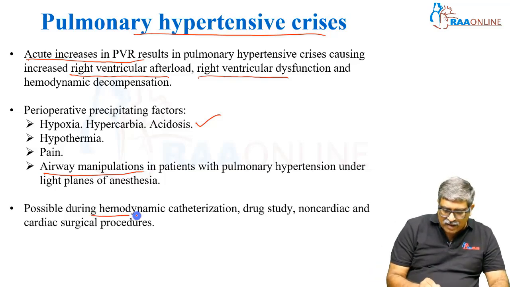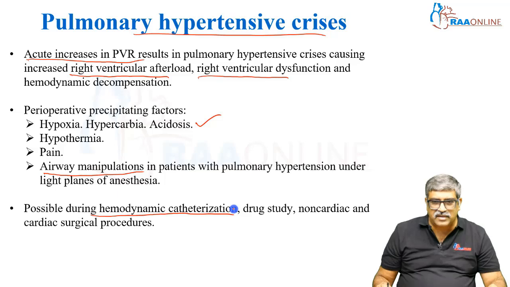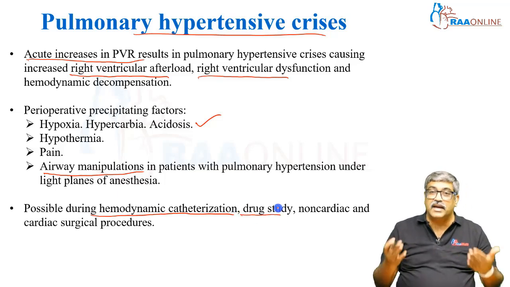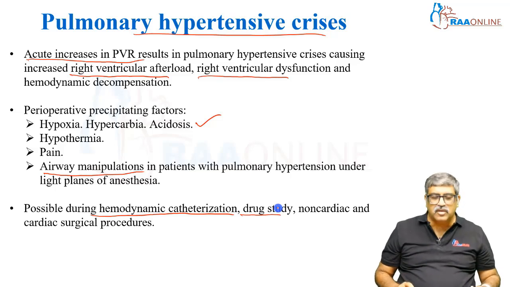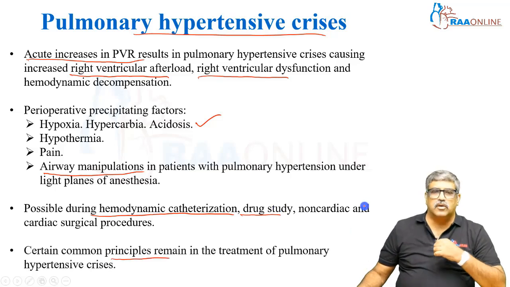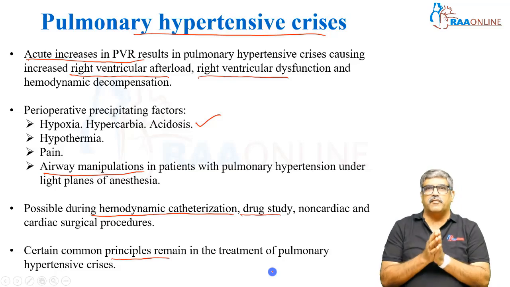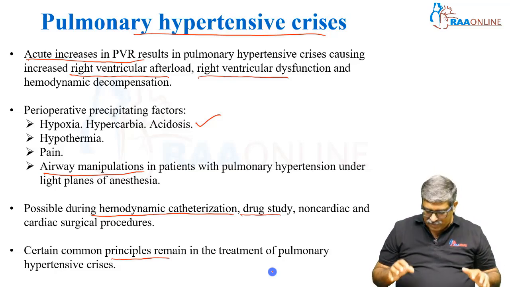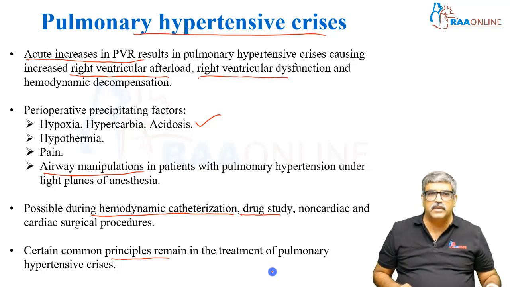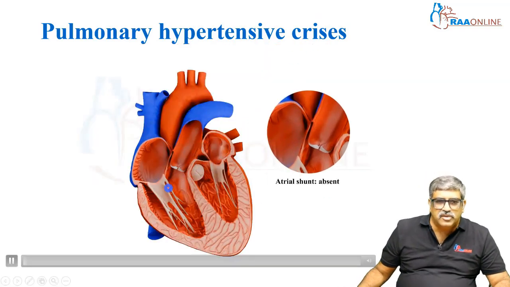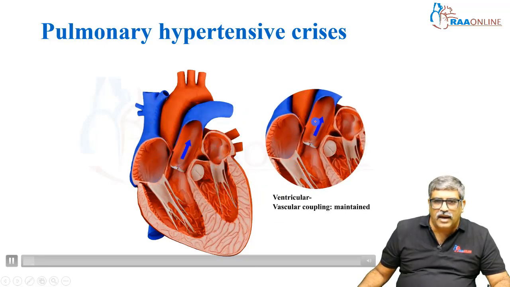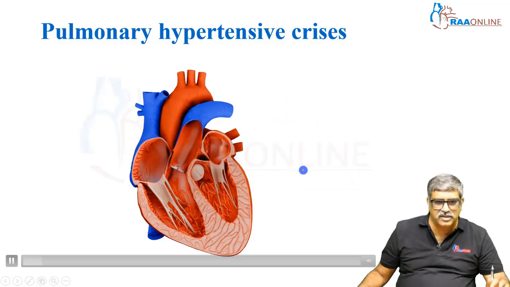This crisis can happen during hemodynamic catheterization or during drug studies, and can happen in non-cardiac as well as cardiac surgical procedures. Certain common principles remain in the treatment of pulmonary hypertensive crisis. Let us look at different scenarios which happen with pulmonary hypertension. In the first, there is no atrial shunt. The atrial septum is normal, and normally the coupling between the right ventricle and the pulmonary artery is maintained.